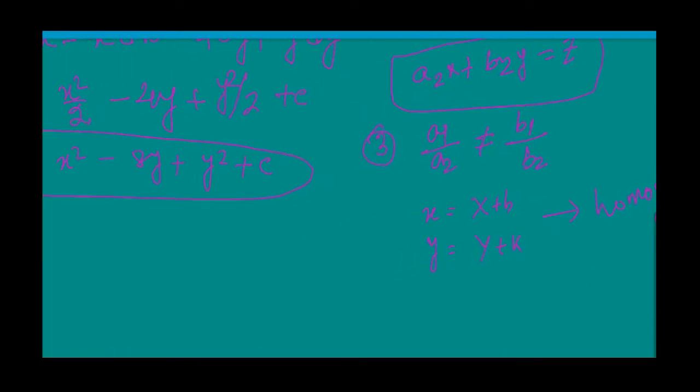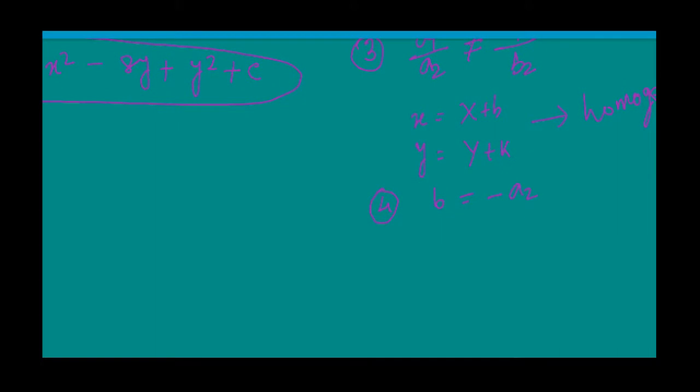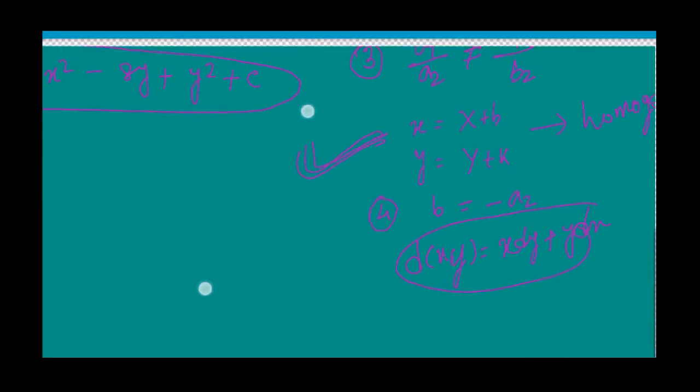And the last one, the fourth one, is the one I have solved: if b1 = -a2, then this will be the method. So in this type of terms, we have to consider d(xy) equal to this term, we have to consider x dy + y dx. This one is the lengthy method, and these are applicable for different cases.